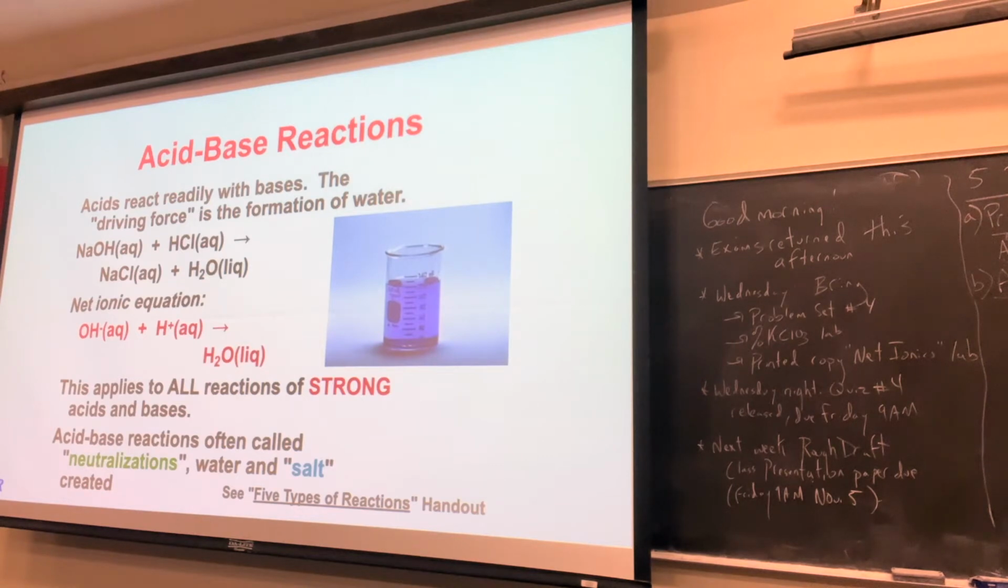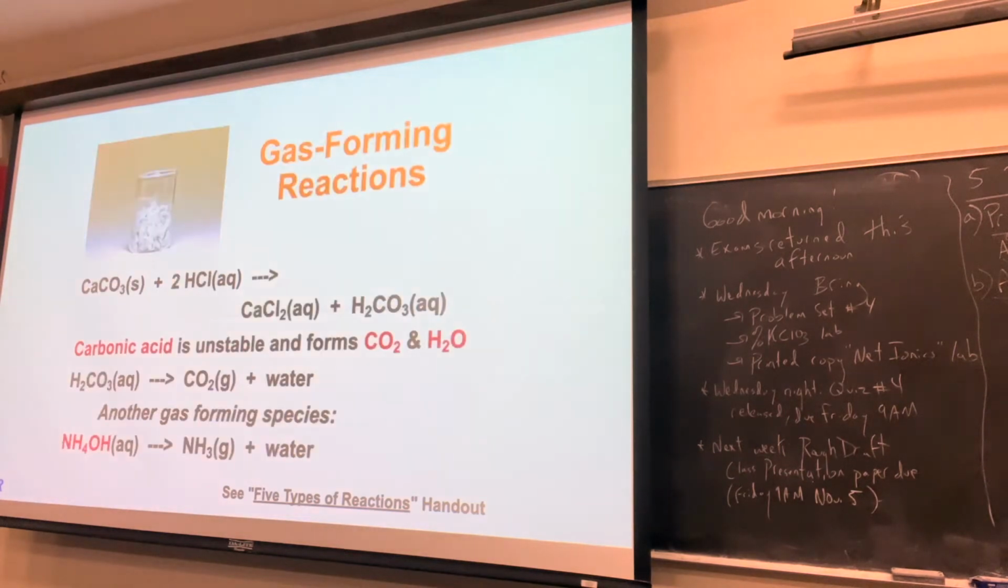Okay. A third type of reaction is if a gas forms, and there are actually several examples of this, but here is the one we're going to focus on. When calcium carbonate, marble, is placed in hydrochloric acid, carbonic acid is produced, which is converted to gaseous carbon dioxide and water in a gas-forming reaction.